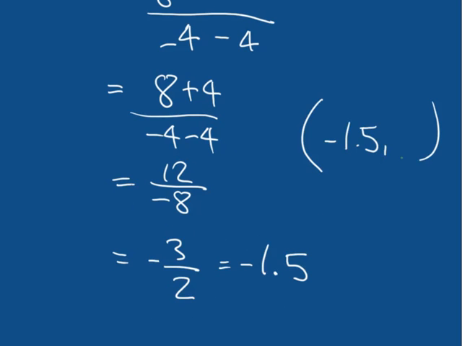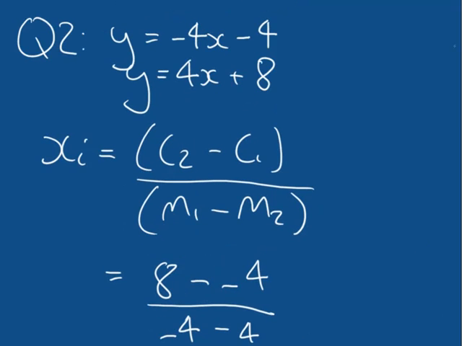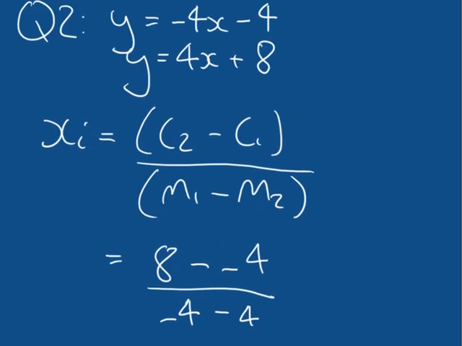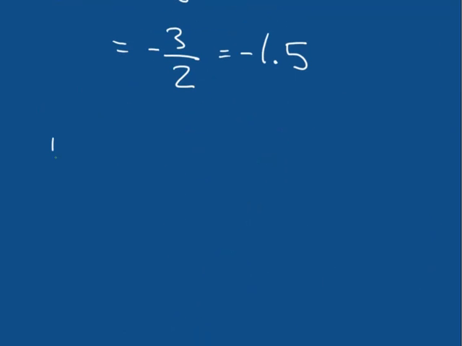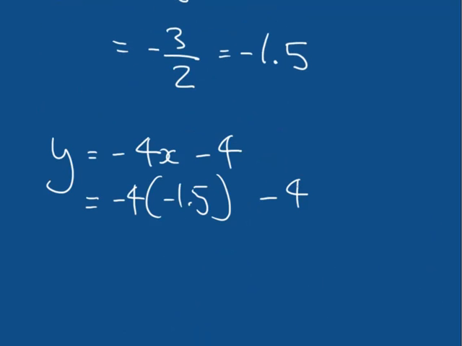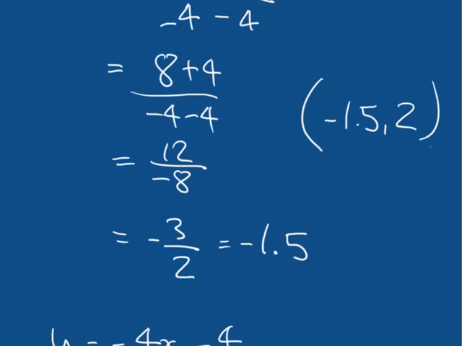Let's find our y-coordinate, and we can use either of these equations. In this case, I'm going to use our first equation to find the answer and check with our second equation. So y is equal to minus 4x minus 4. So that's equal to minus 4 times minus 1.5 minus 4. Well, that's going to be equal to positive 6 minus 4, which is equal to 2. So our y-coordinate should be 2.